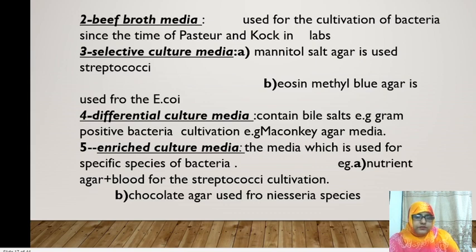coli species. Alright. It is selective type. It selects a specific type of bacteria. Like if we have to test or grow Streptococci, then we will prepare selective media by using mannitol salt agar. If we want to grow E. coli, then we will use eosin methylene blue agar media.